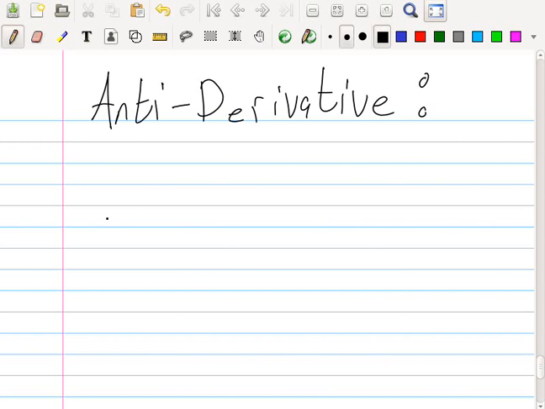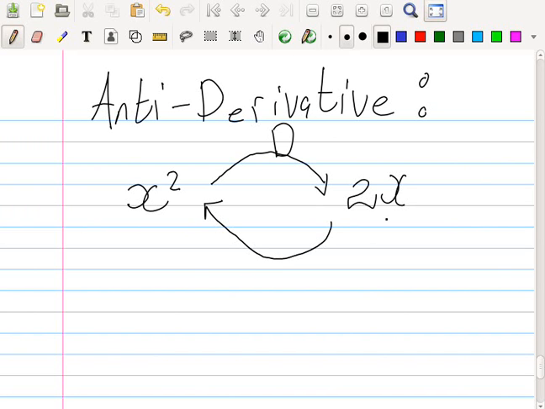We start off with something like x squared, and we calculate the derivative of it. What's the derivative? 2x. The antiderivative is going back to the original. So the antiderivative takes 2x to x squared. Okay, so you can draw this little diagram here. Derivative would take x squared to 2x, and then antiderivative would take 2x back to x squared. Although there is a complication that we'll look at in a minute.